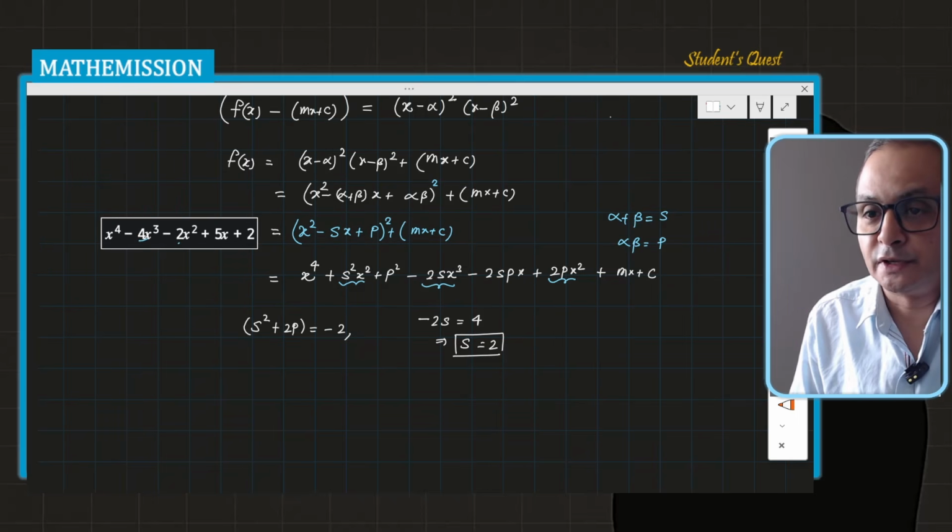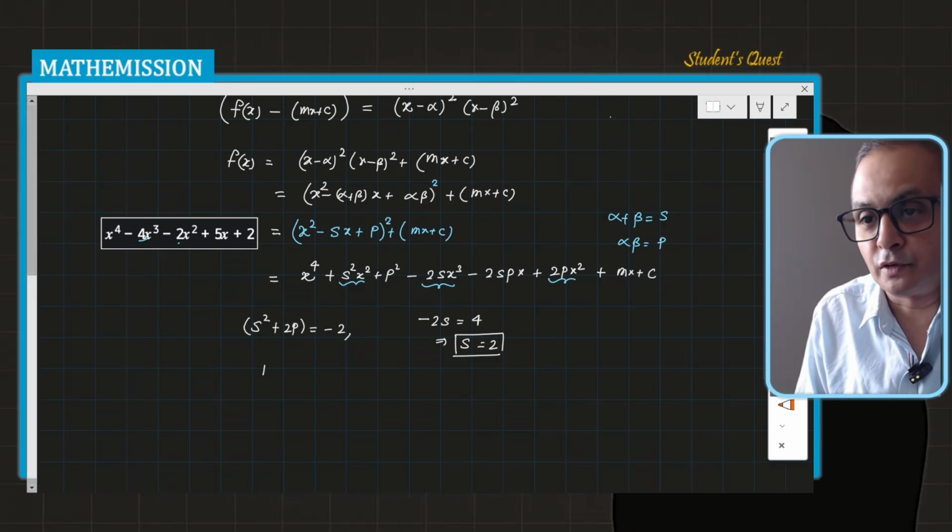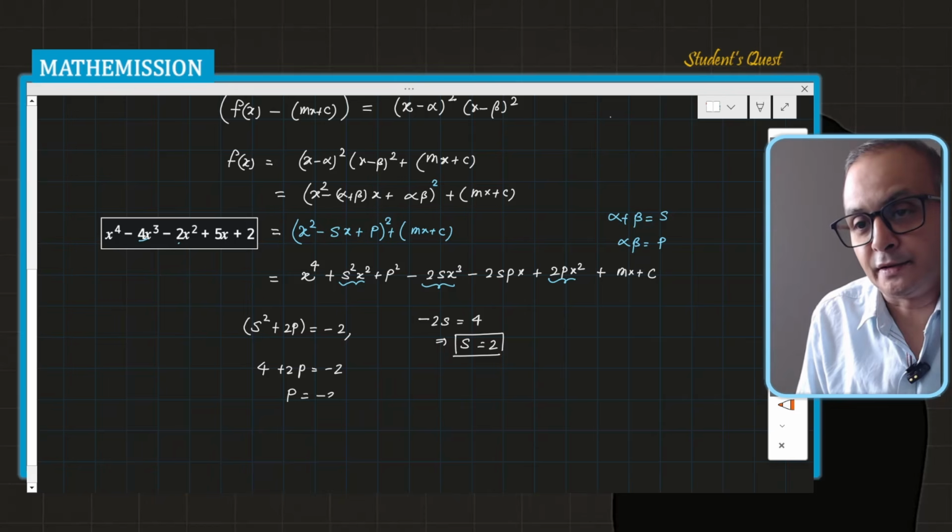So let's substitute this s there. So I'll give you 4 plus 2p is equal to minus 2. So p will be minus 3. So the product is minus 3.